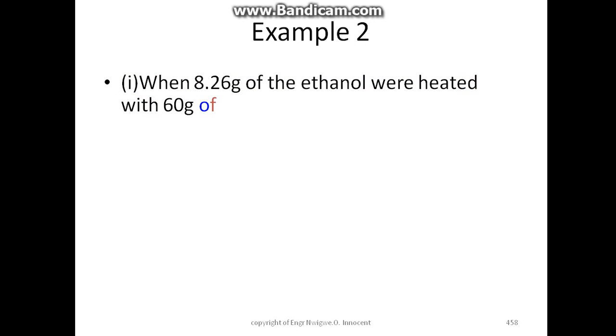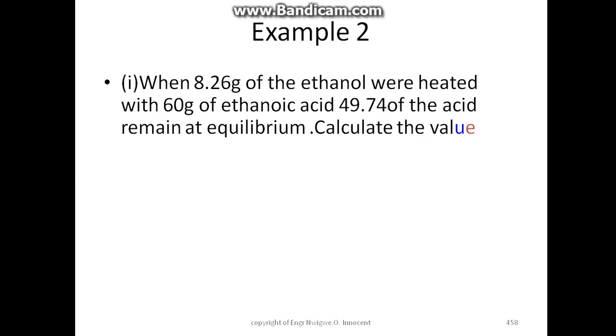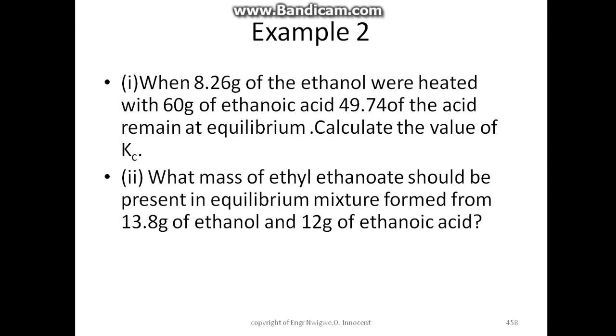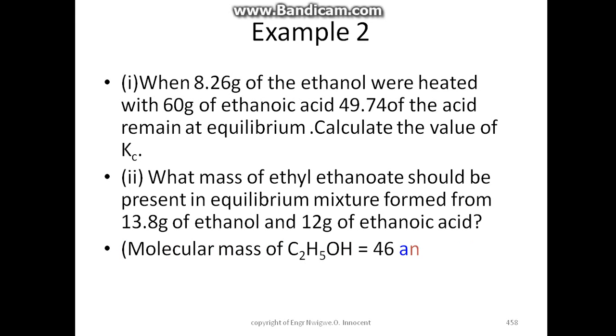Example 2. When 8.26 grams of ethanol were heated with 60 grams of ethanoic acid, 49.74 grams of that acid remain at equilibrium. Calculate the value of Kc. What mass of ethyl ethanoate should be present in the equilibrium mixture formed from 13.8 grams of ethanol and 12 grams of ethanoic acid? Molar mass of ethanol is equal to 46. That of ethanoic acid is 60.